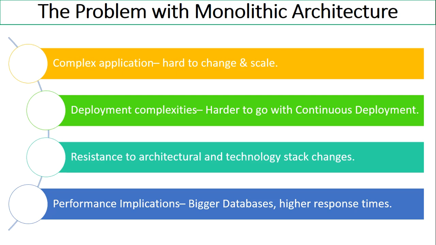The next problem that we see with this monolithic architecture is that it has certain performance implications. What happens in this case is that you have a bigger database because you have an underneath database to which all of the layers of your big fat application are integrated.